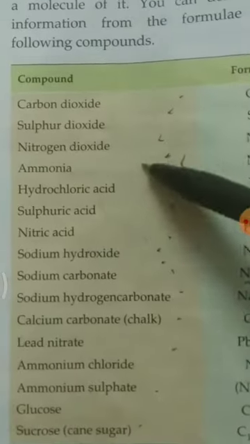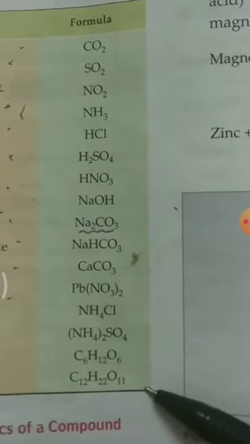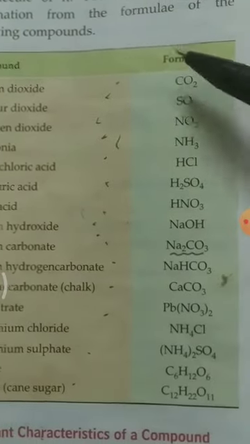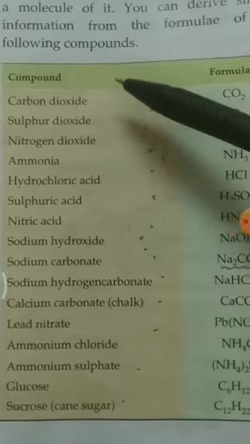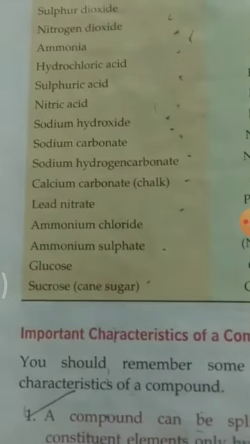See, in this table they have given the name of the compound with the formula. Through these formulae you come to know how many atoms are present in each compound to form 1 molecule of that compound. So this table in which compound and formula they have given, you have to learn it.